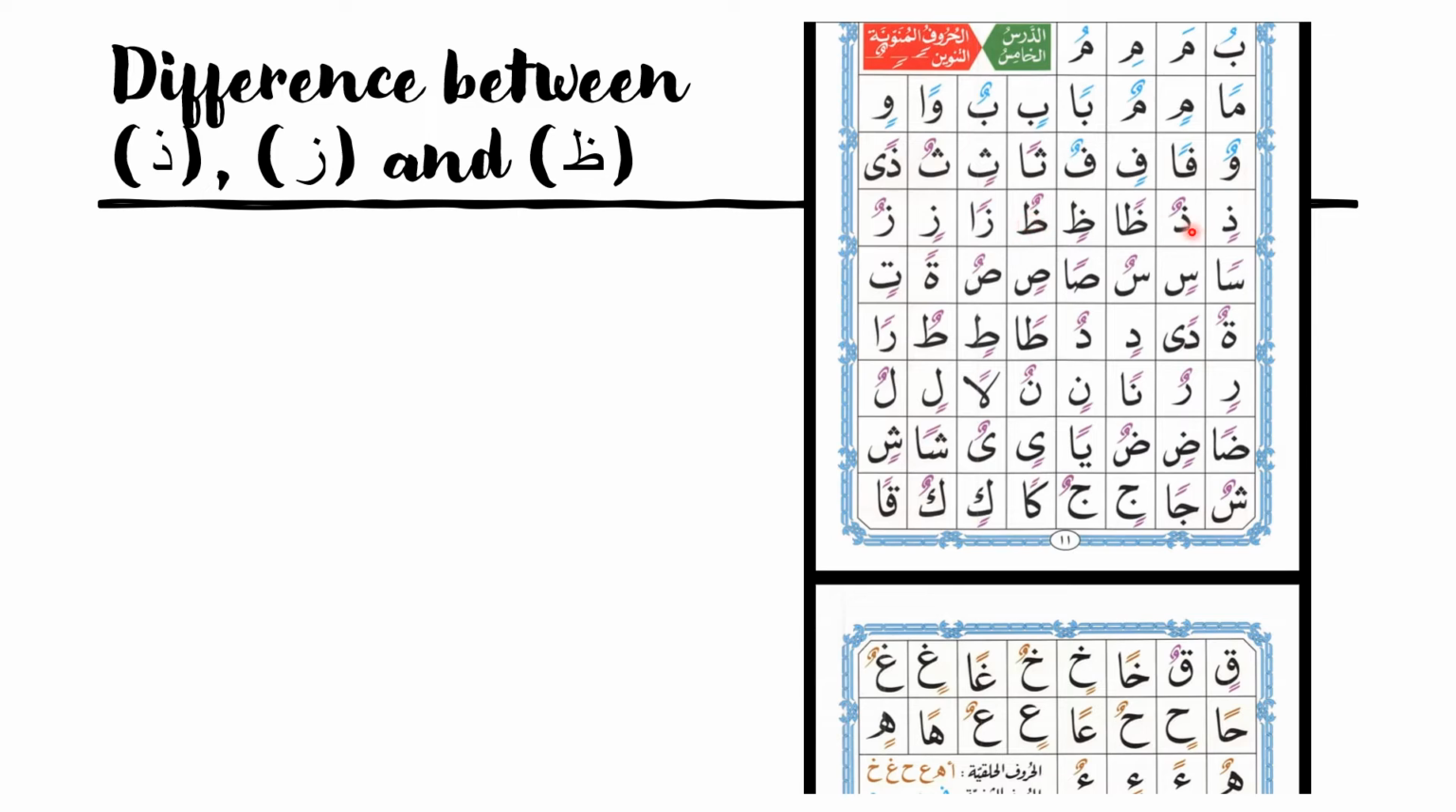Vun, this is thin. Dhun, this is muraqqaq, and this is mufakham. In Arabic, this is thin and thick. Dhun, vun. The same exact pronunciation, only the thickness. And this is zun. This and this are exactly the same, as is your tongue.